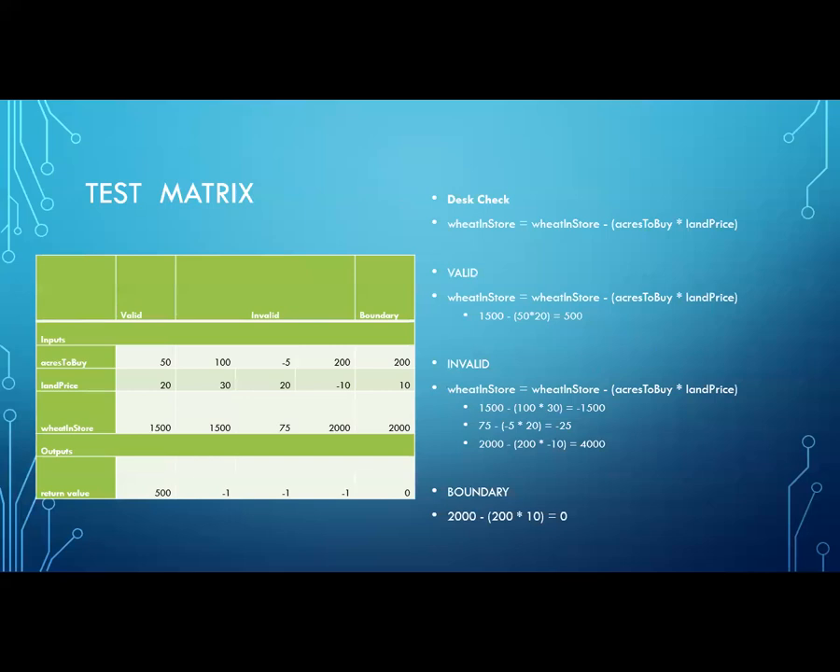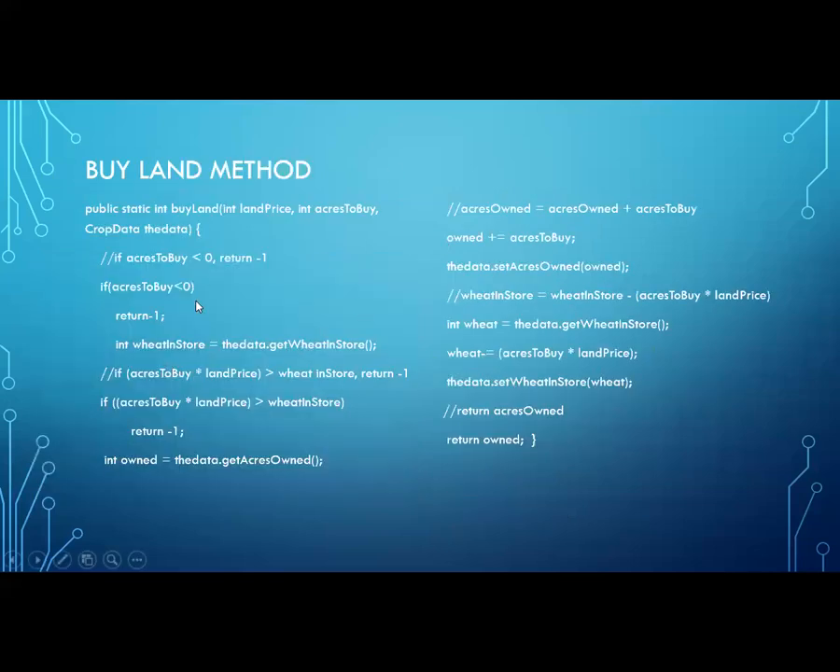All right, so now that we have created the test matrix for that, we need to go ahead and write it into the code here. And so writing the code here, we have the method signature right there, and the pseudocode is in comments above every bit of code we need. And so starting from the top, we have the acres to buy less than 0. If the acres to buy is less than 0, we need to return -1. So writing that in, if the acres to buy is less than 0, we return -1, and if it's not, we keep going.